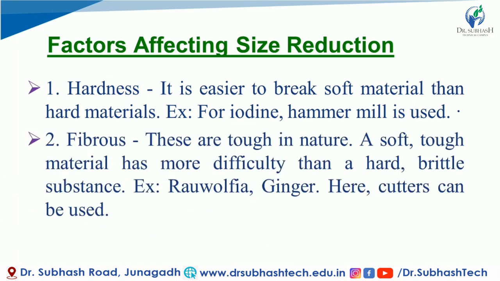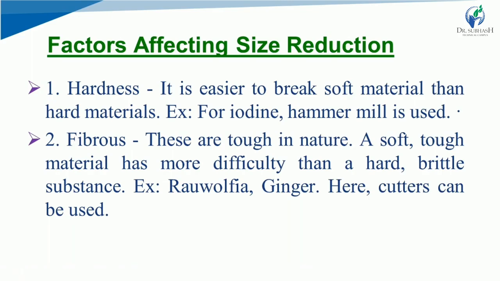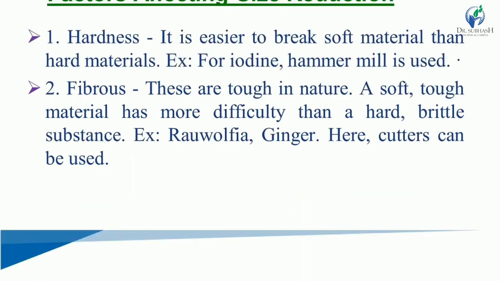Second is fibrous. Now, when you take any fibrous material, these are tough in nature. A soft, tough material has more difficulty than a hard and brittle substance. Remember this point. This will be helpful in practical purpose. Example, Rauwolfia, ginger. Here cutters can be used. You can use easily cutter mills or any type of cutters.